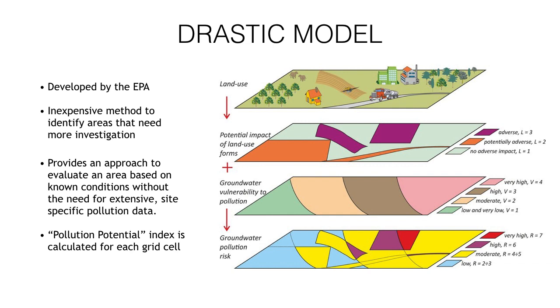The DRASTIC model was developed by the Environmental Protection Agency. It provides an inexpensive method to identify areas that need more investigation. This model provides one approach to evaluate an area based on already known conditions without having to gather additional site-specific pollution data. A numerical pollution potential index is calculated for each grid cell or layer using weights and ratings that reflect the importance of each variable in determining groundwater pollution risk.